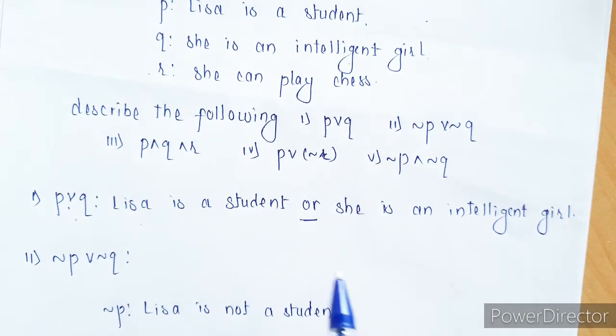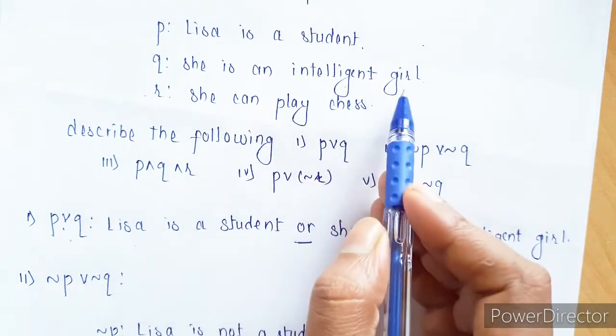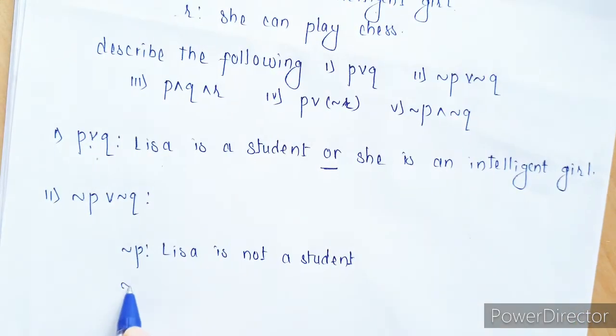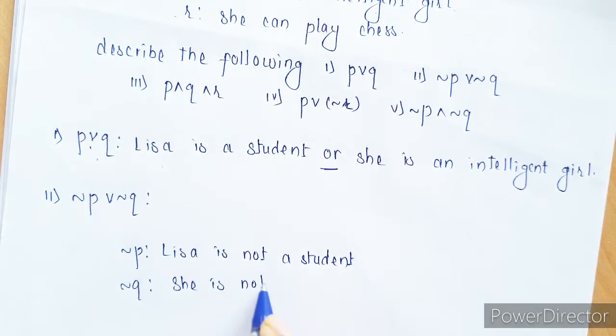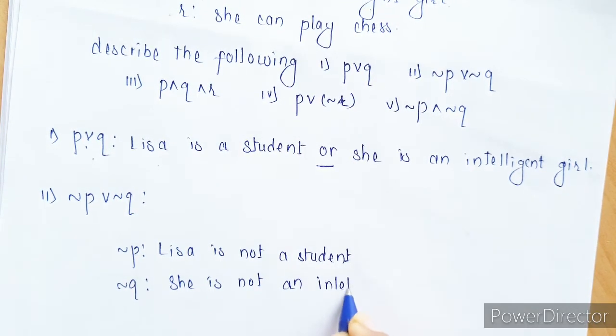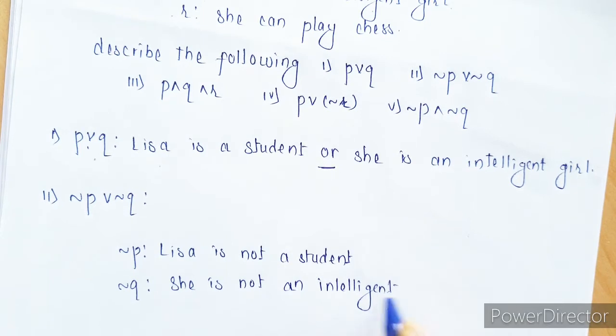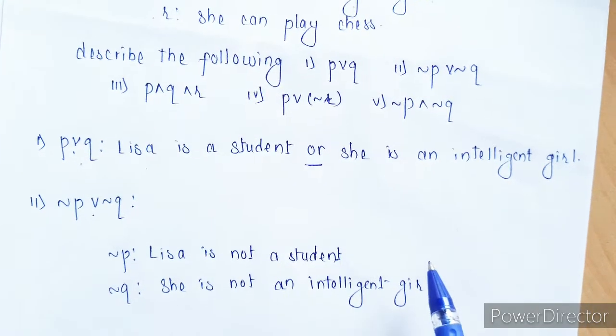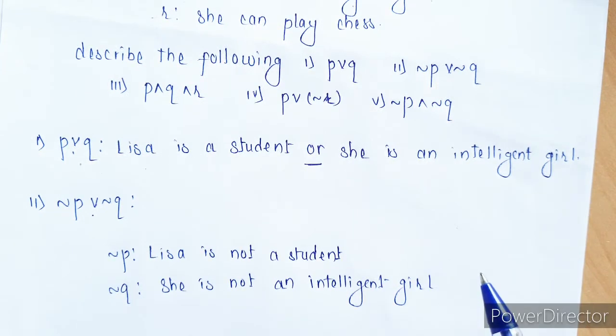Next is negation of Q. Q is she is an intelligent girl. The negation will be she is not an intelligent girl. Now again we have to connect these two using connective or. So it will be Lisa is not a student or she is not an intelligent girl.